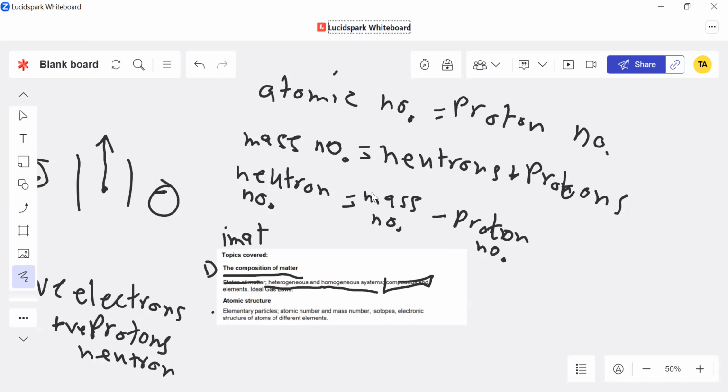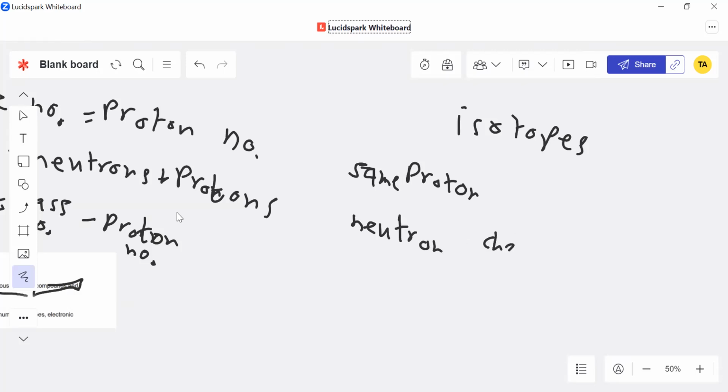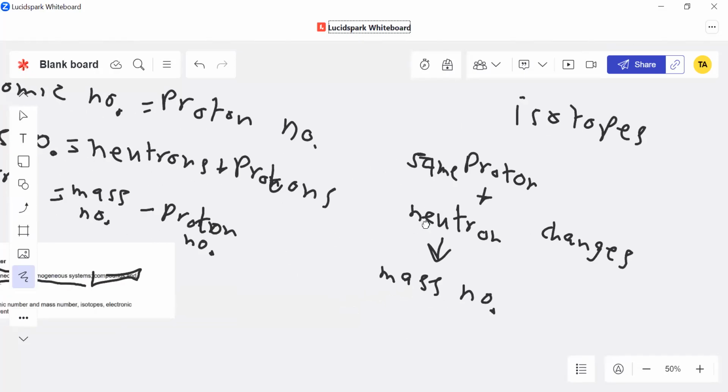So isotopes are elements that have the same number of protons. The proton number is the same, but the neutron number changes. Isotopes will have the same number of protons, but different number of neutrons. And if the neutron number changes, I will have a change in mass number, because mass number is neutrons plus protons.